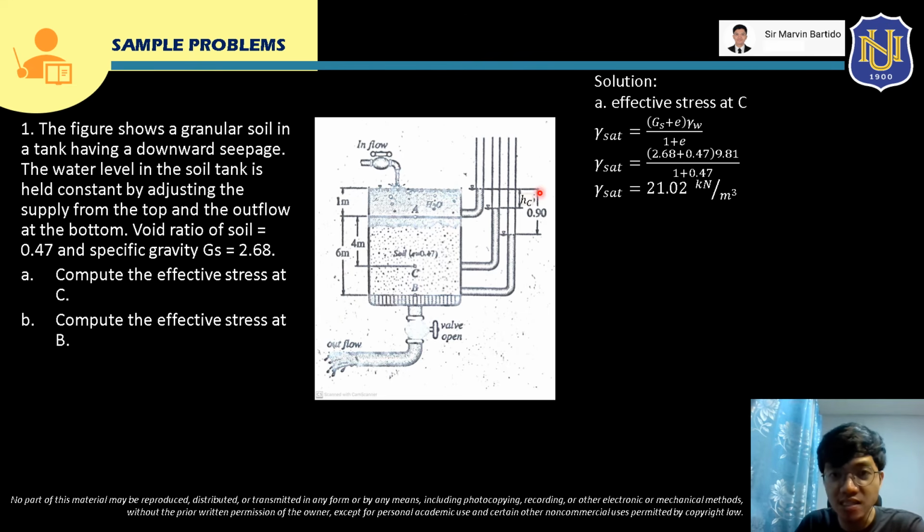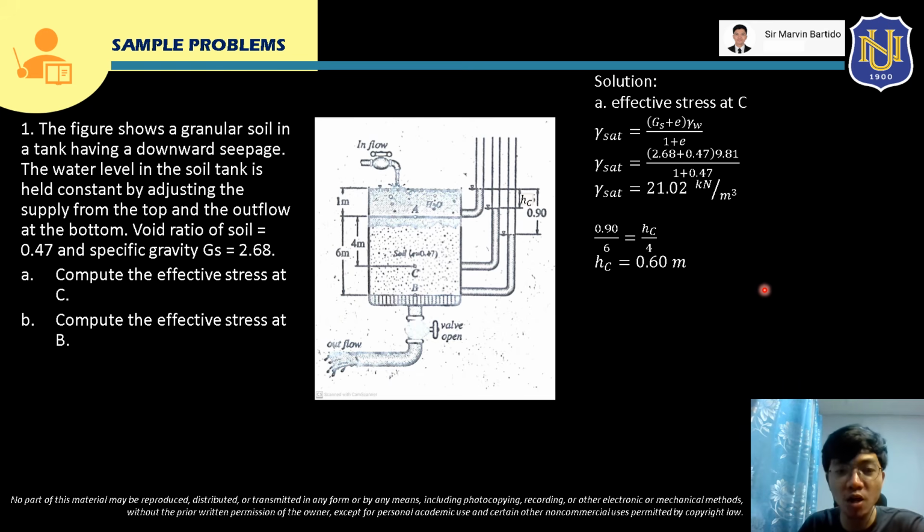The head loss between them, class, is 0.90 over the distance, or the height between A and B, which is 6 meters. So 0.90 over 6 is equal to the head difference we are looking for, H sub C, over the distance between A and C, which is 4. So we can solve for H sub C, and that is 0.60 meters.